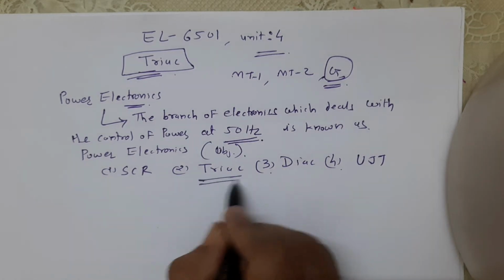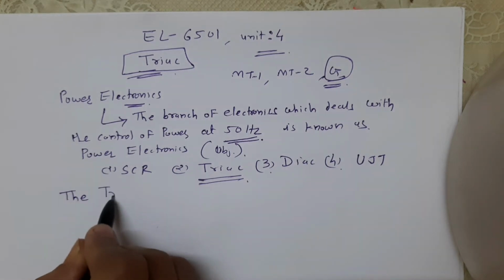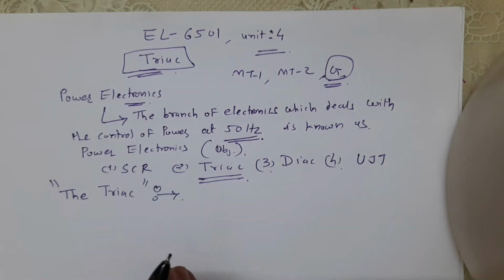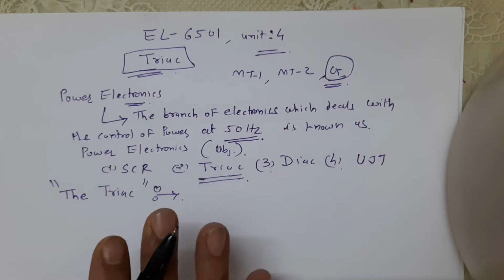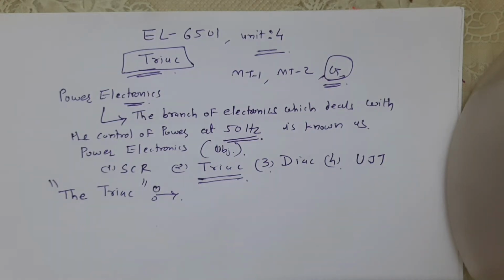Now here, first of all, we are discussing the triac. So, what is triac? Whatever the drawback in the SCR, we can remove or minimize in this semiconductor device, which is known as the triac. The major drawback of the SCR is that it can conduct current in one direction only. Therefore, an SCR can only control DC power or forward bias half cycle of AC in a load.